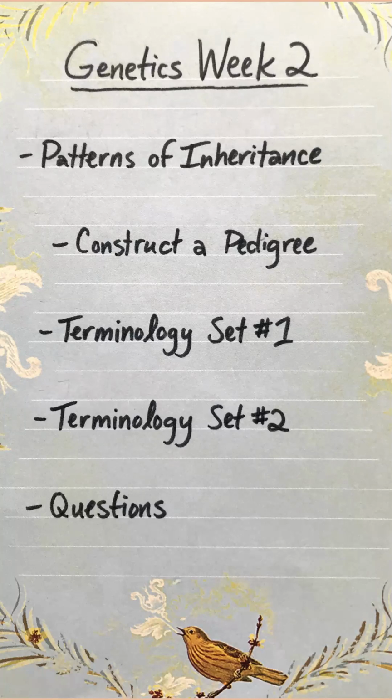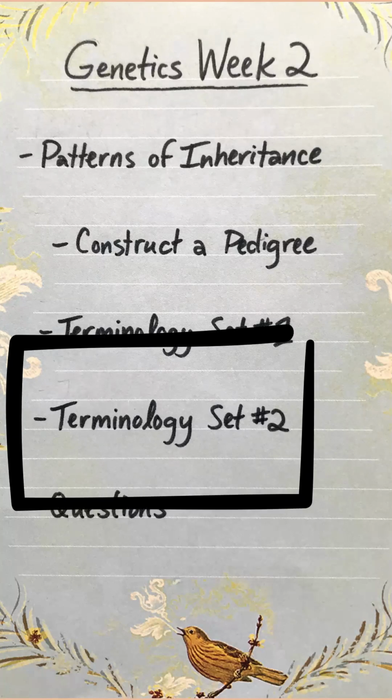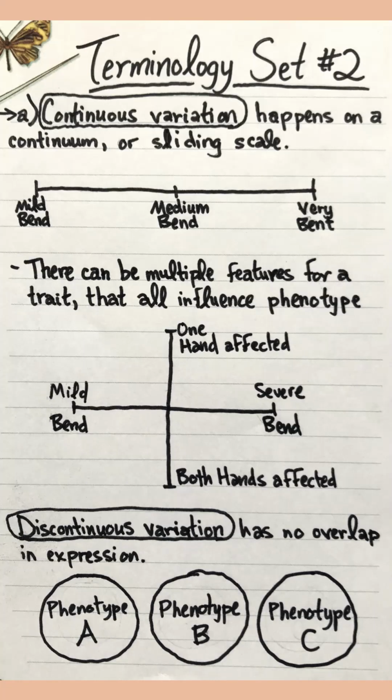This is the fourth video in a short series on basic concepts in genetics. The second set of terms mentioned is what I'll be talking about in this video. This next terminology set, we're going to start looking at the types of variety.